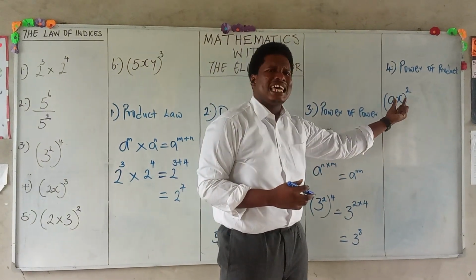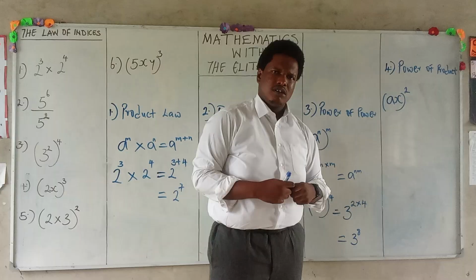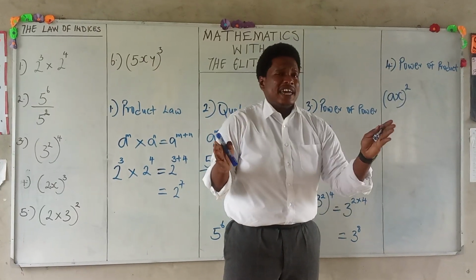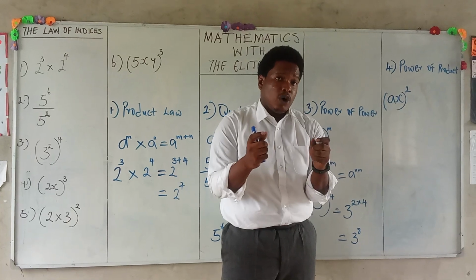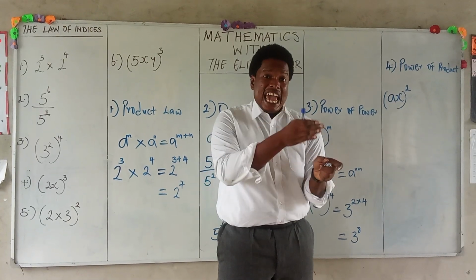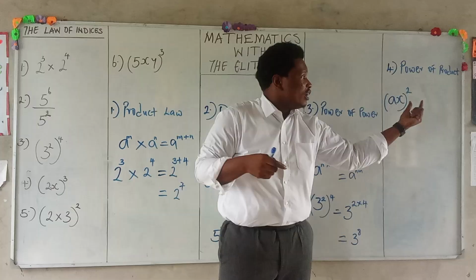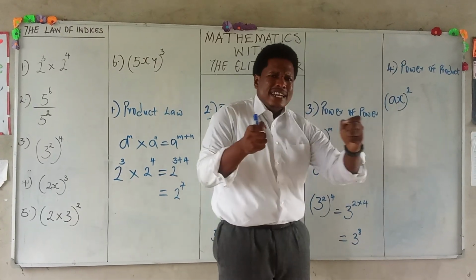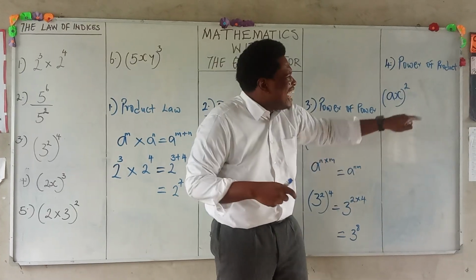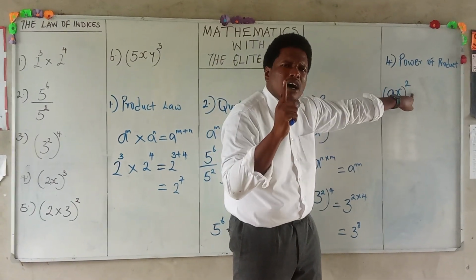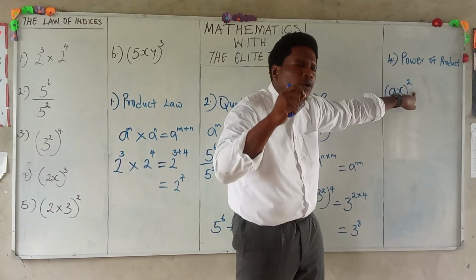These are two variables, A and X. The coming together of A and X is what we have called product. Because when I say product, I'm talking about multiplication, because A times X is AX. So when two numbers or variables are multiplied together and they are raised to a certain power, what does that mean?